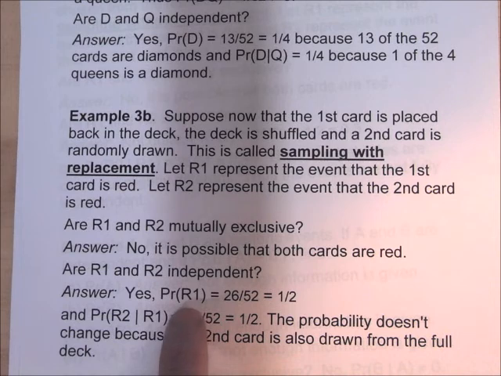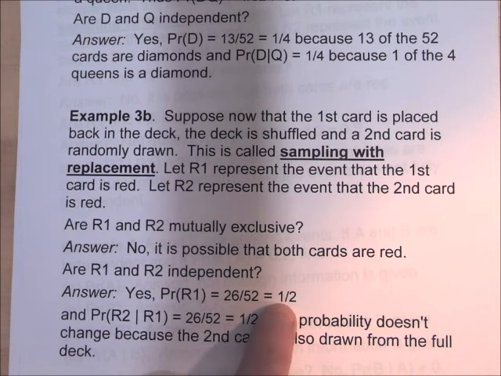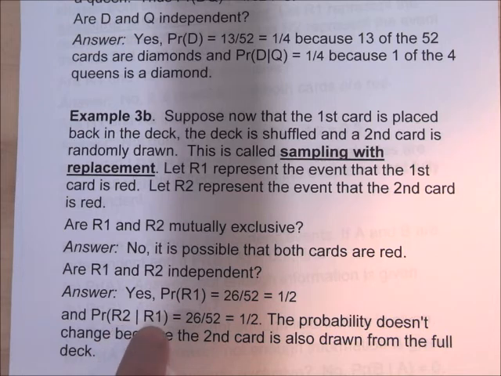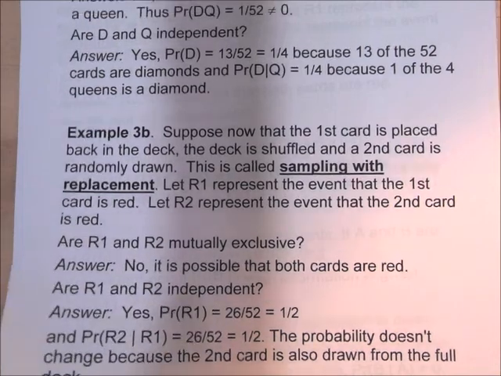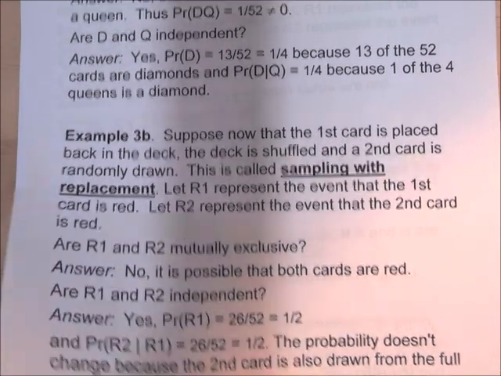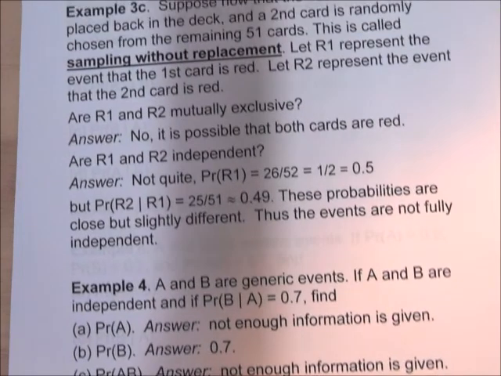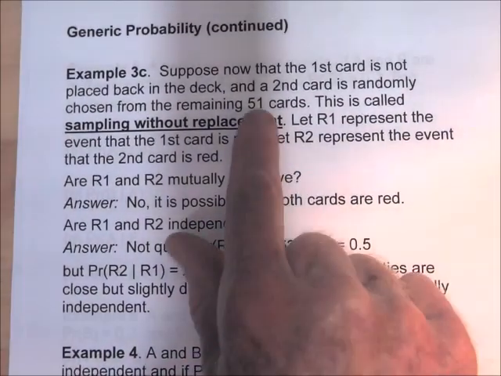So the probability of red on the first draw, 26 out of 52, which reduces to 1/2, and the probability of a red on the second draw, if the first draw is red, is still 26 out of 52, because we put the red card back in the deck, so we still have the original 26 red cards and the 52 total cards. So that reduces to 1/2. So the conditional probability is the same as the original probability. So that means they're independent.